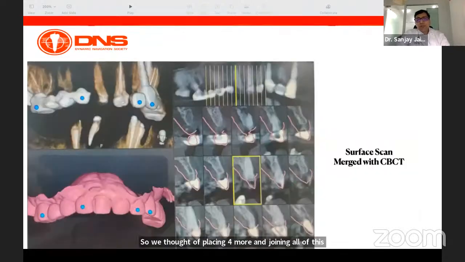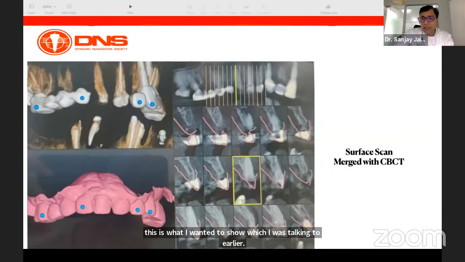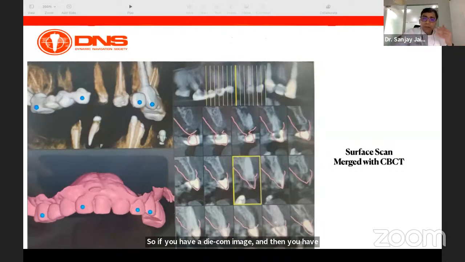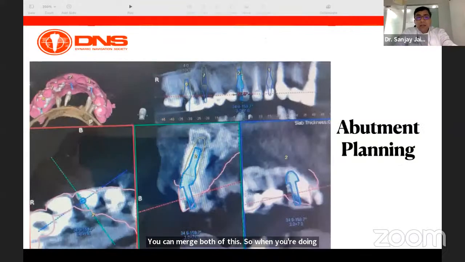So in this case, we took an intraoral scan. This is how I'm merging both the scans. This is what I wanted to show, which I was talking about earlier. If you have a DICOM image and you have an intraoral scan image, you can merge both of this. So when you're doing it clinically, you can actually see the soft tissue outline also. And that helped me in this case plan my angulated abutment.